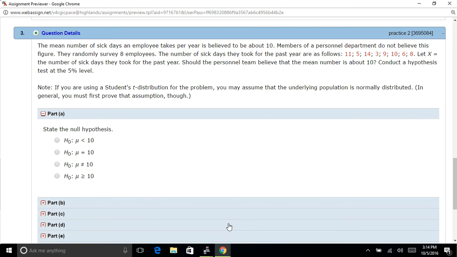Hi, we're going to keep going, and I'm going to do the last problem from the practice problems for chapter 9. So let's look at this problem.